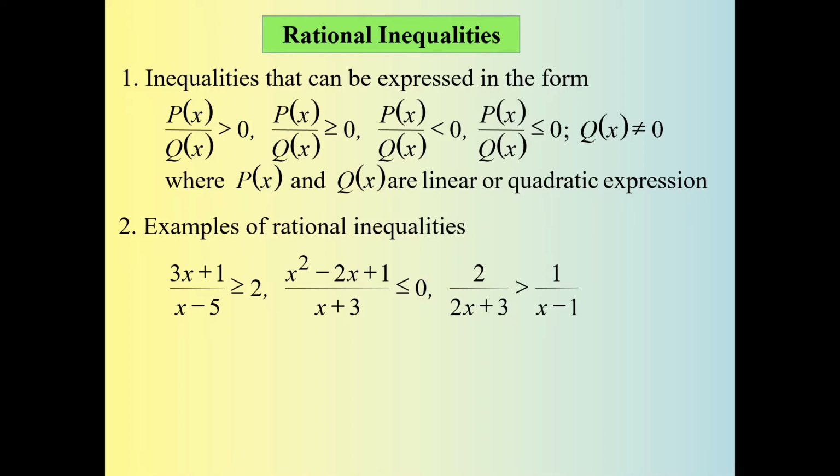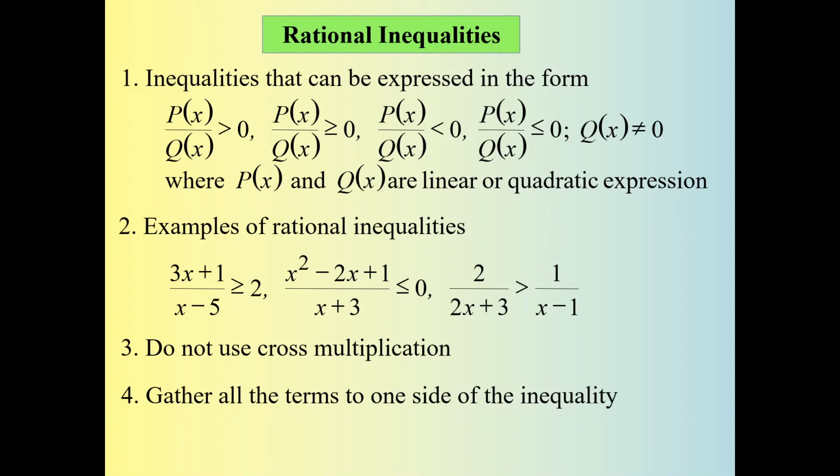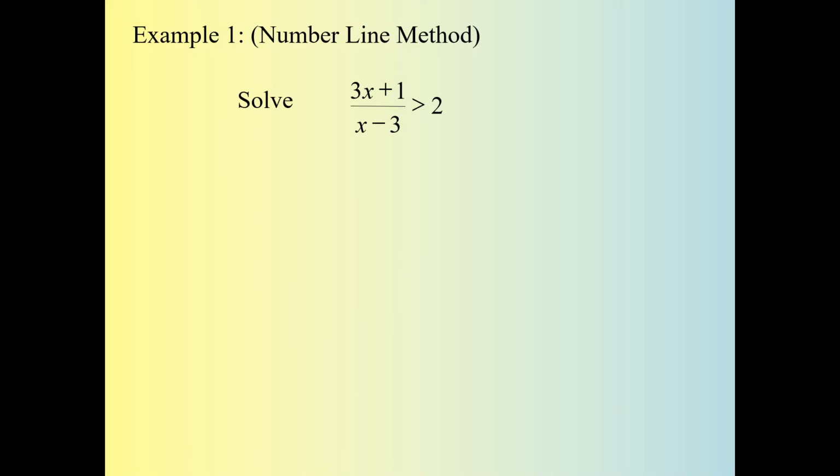When solving rational inequalities, make sure that you do not use cross multiplication. This is because we do not know the sign of the algebraic expression. Then we gather all the terms to one side of the inequality and solve by using any suitable method. Look at example number 1. We are going to use a number line method to solve this inequality.